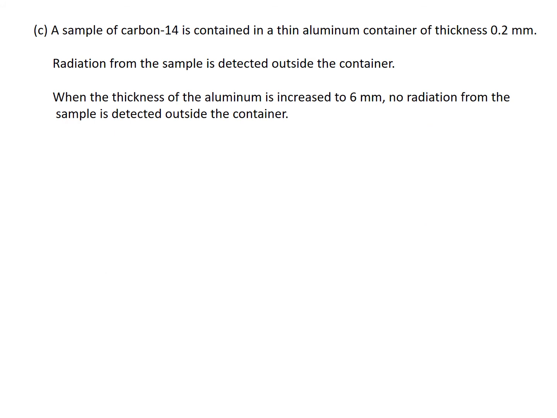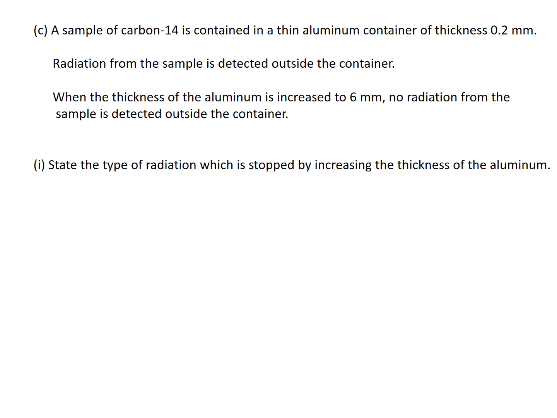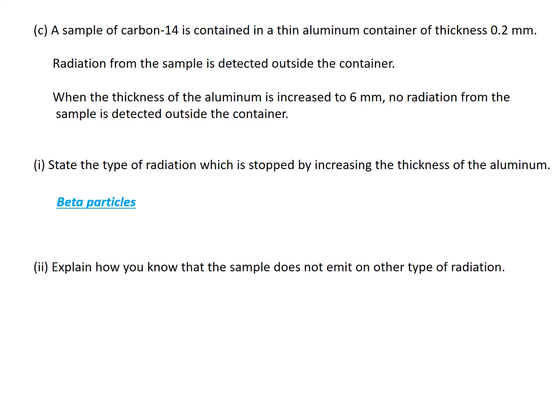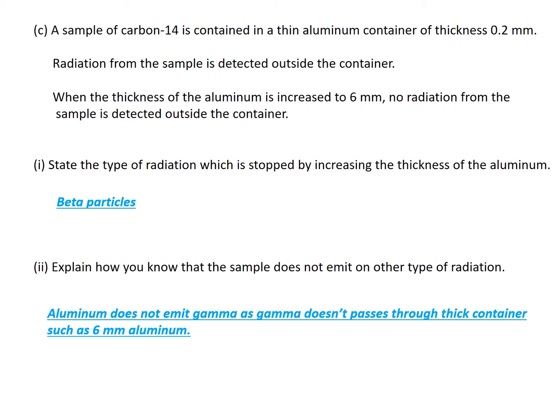Part C. A sample of carbon 14 is contained in a thin aluminum container of thickness 0.2 mm. Radiation from the sample is detected outside the container. When the thickness of aluminum is increased to 6 mm, radiation from the sample is still detected outside the container. Part 1. State the type of radiation which is stopped by increasing the thickness of the aluminum. Answer: beta particles. Part 2. Explain how you know that the sample does not emit any other type of radiation. The sample does not emit gamma, as gamma does not pass through a thick container such as 6 mm aluminum.